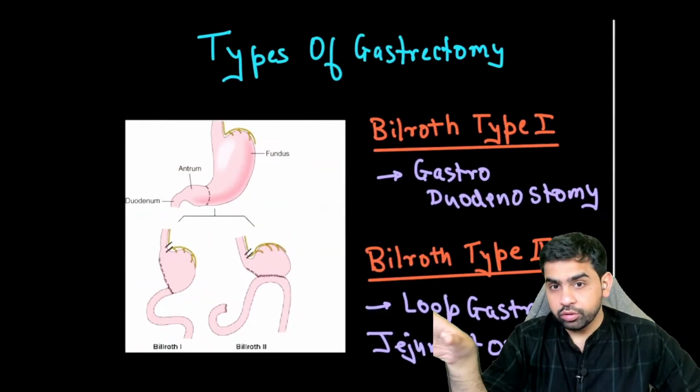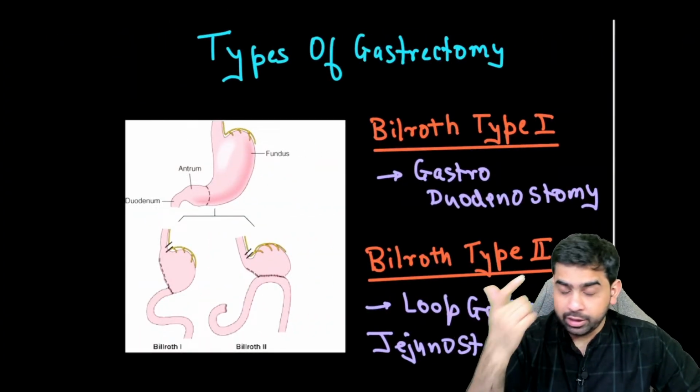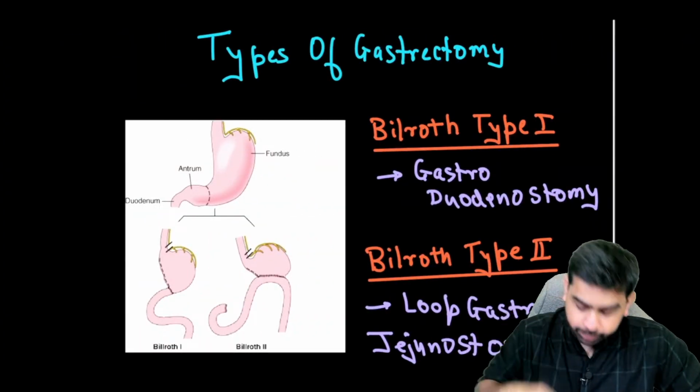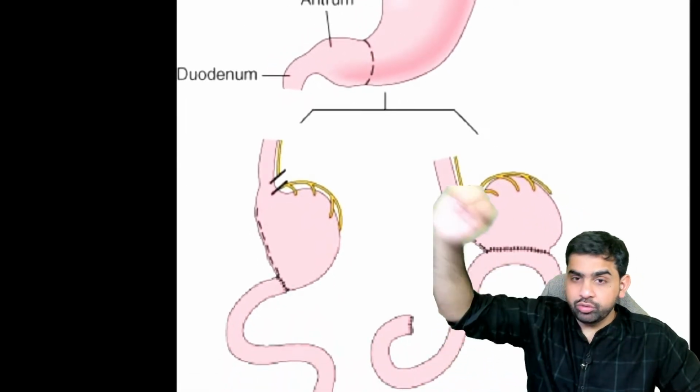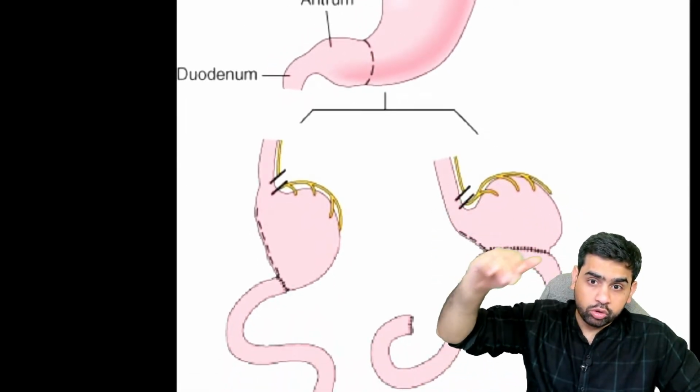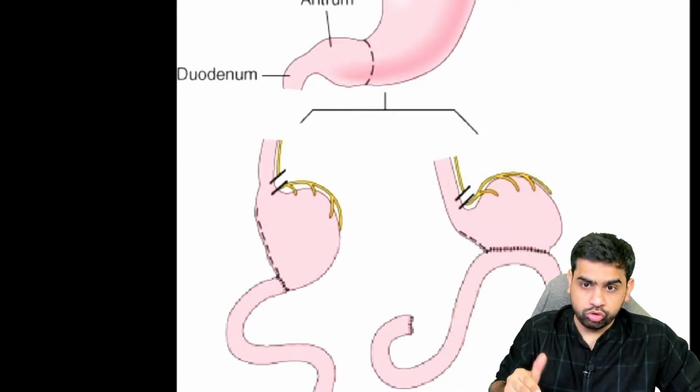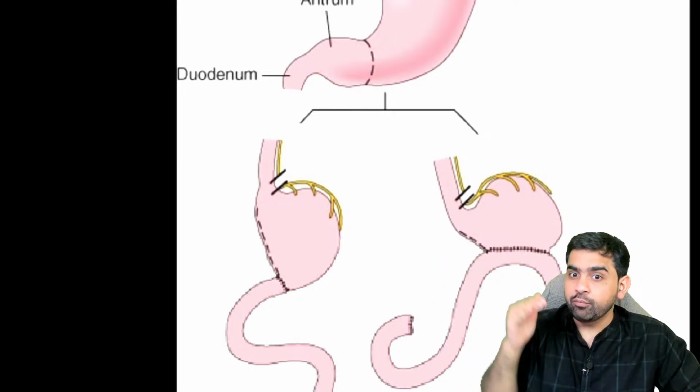Now, what are the 2 types of gastrectomy which you basically know of? Billroth type 1, Billroth type 2. What you basically do in the Billroth type 1, you cut the stomach and all, that's fine. But you take the duodenum and you directly fix it onto the stomach. So this is what is called a gastroduodenostomy. Okay, gastroduodenostomy is the type 1 Billroth procedure.